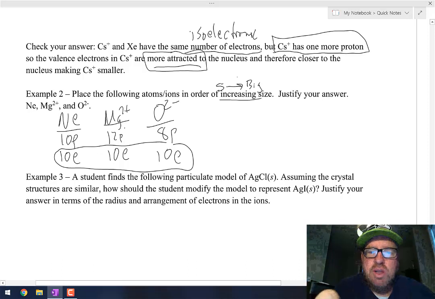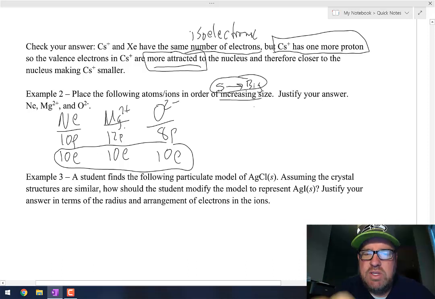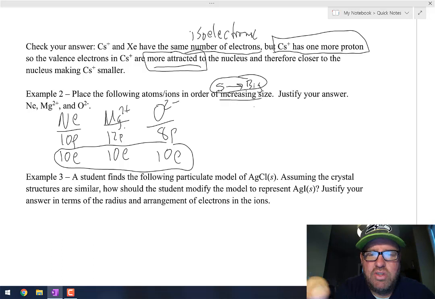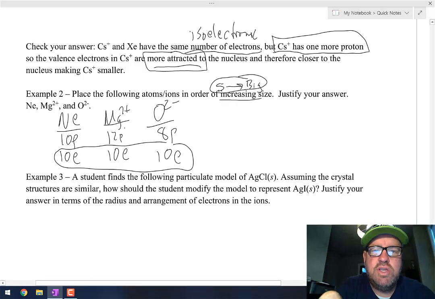So which one's going to be, again, in increasing size means start with the smallest, go to the biggest. Which of these is going to be the smallest? Don't say they're all the same size, because that means that their question is wrong. If they say put it in order of increasing size, and you say this is false, they're all the same size, you're going to be wrong. Okay? So which one's going to be the smallest? It's similar to the cesium one up here.